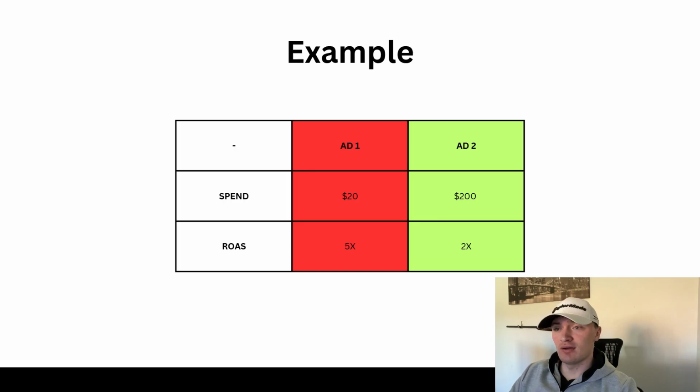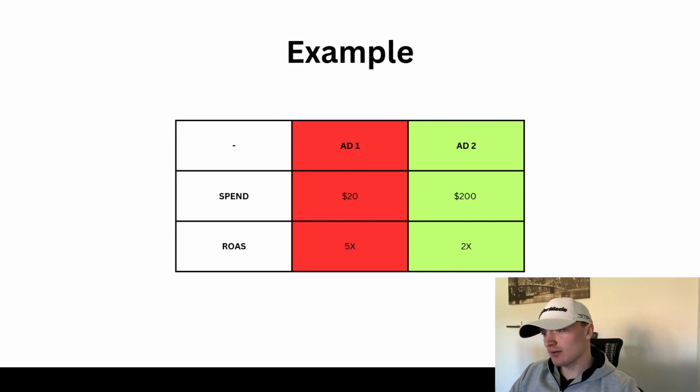Whereas ad 1, over 7 days, Facebook has only been able to allocate it $20, which indicates that Facebook does not think that ad is going to do well. And the ROAS is 5 because it's had such a low spend, basically. You'll obviously get the odd sale or so, so it's not very predictable data.